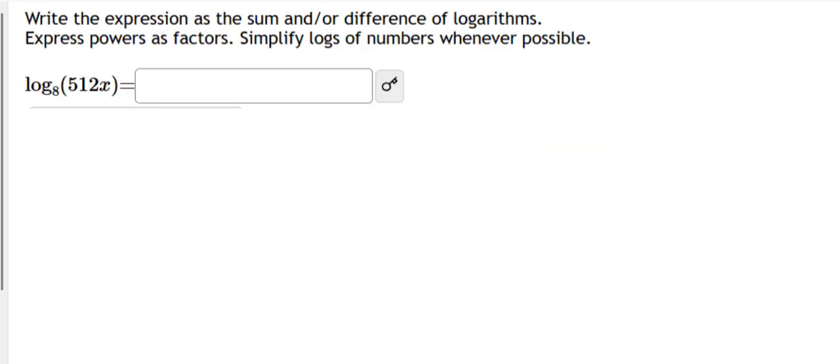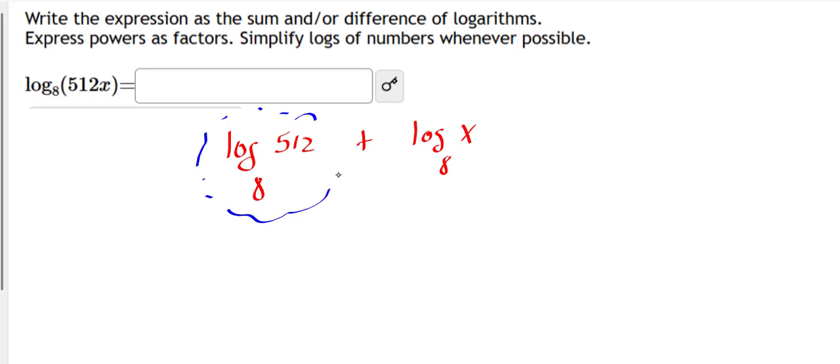Okay? Now, let's look at this. Write the expression as a sum or difference of logs. So we're going to expand it out. So here we go. We've got the log base 8 of 512 plus the log base 8 of x. Now, be careful when you are dealing with numbers, because some questions will want you to evaluate the log of a number. So if you take log base 8 of 512, you'll get 3.